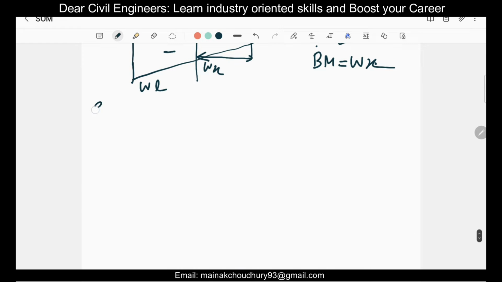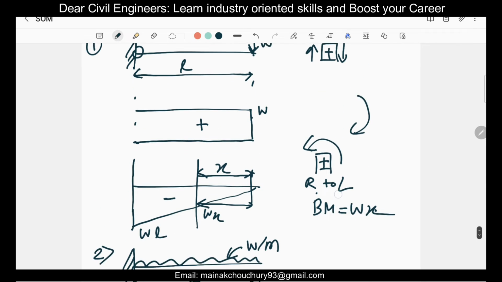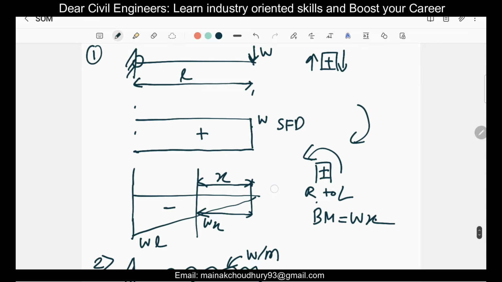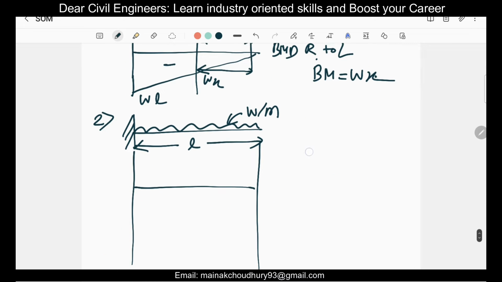So the next question, let's see, we'll take the same beam. This time we'll take a UDL load, W per meter, and the length will be L, and we'll solve the shear force and bending moment of this particular beam, or rather I should say cantilever beam. Write SFD and BMD, that's pretty handy.